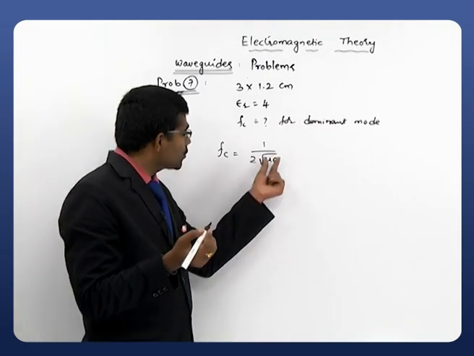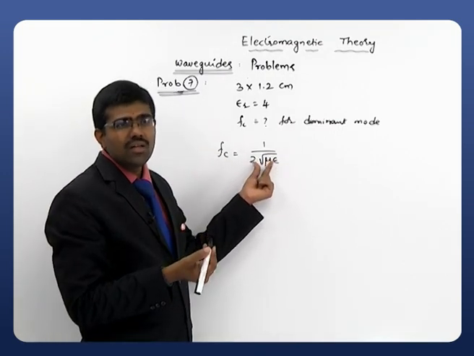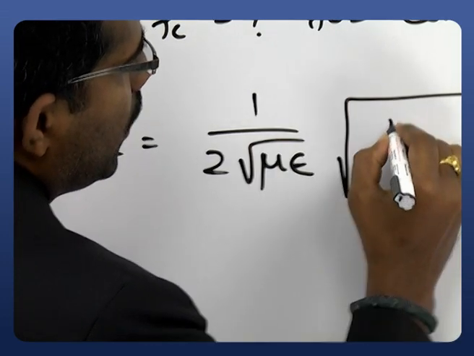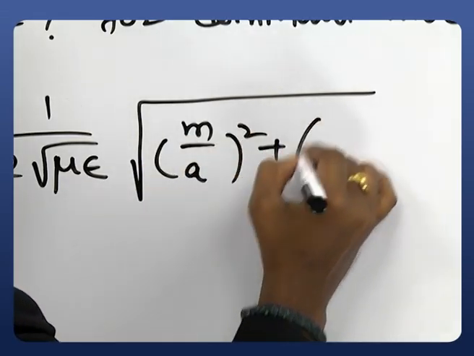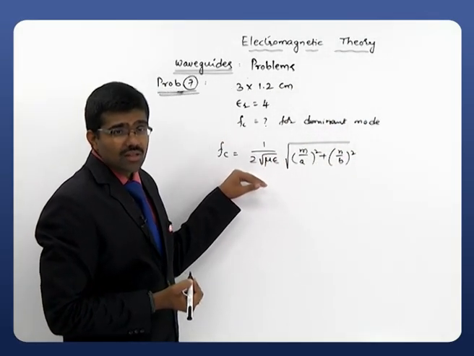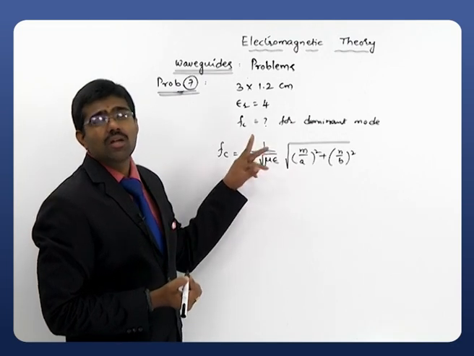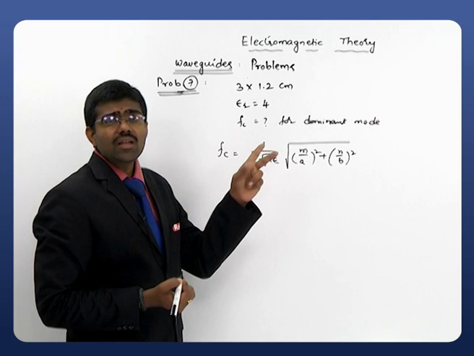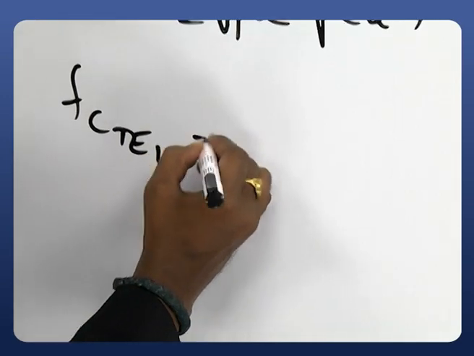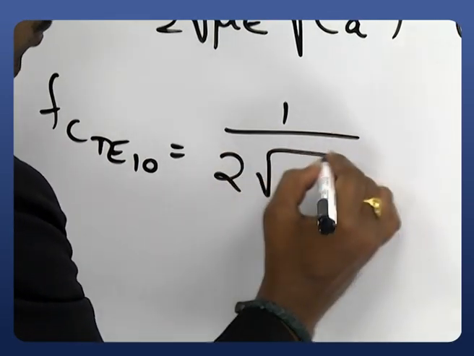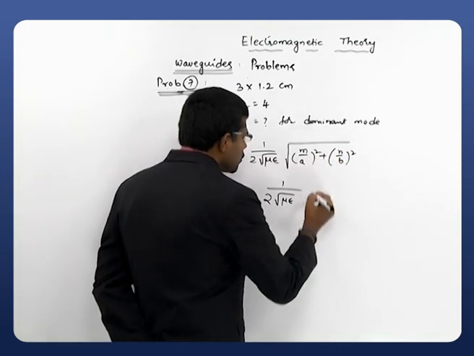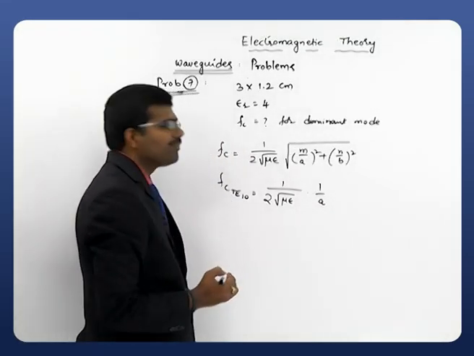If it is air filled, 1 by square root of mu epsilon is equal to C. But it is not air filled, it is filled with a dielectric medium. So Fc is 1 by 2 root mu epsilon times square root of (m by a) whole square plus (n by b) whole square. This is the equation we are supposed to use. Now this cutoff frequency will be calculated for which mode? Dominant mode. What is the dominant mode in a rectangular waveguide? TE10 mode. So Fc for TE10 is 1 by 2 root mu epsilon, with m equal to 1 and n equal to 0, so the n term is cancelled. Left with 1 by a.